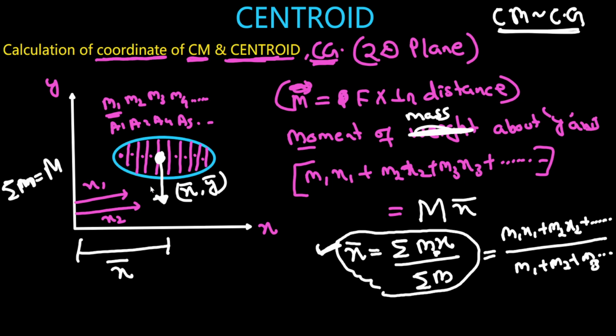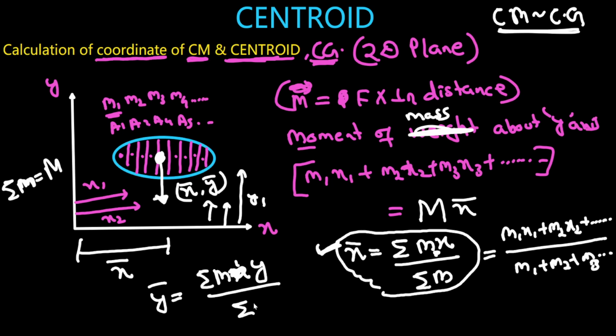Likewise, if you take the distances of these points, y1, y2, random distances like this, again you calculate using the same concept. Y bar will be the sum of my divided by the sum of the mass. So similarly you will write m1 y1 plus m2 y2 plus up to dot dot dot divided by the sum of the mass, m1 plus m2.